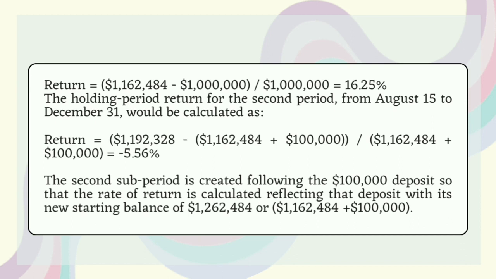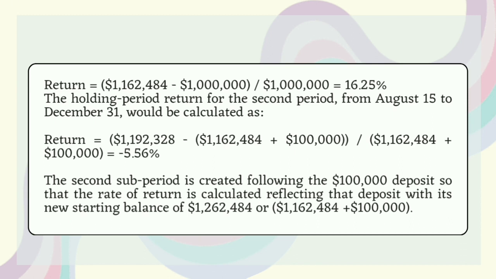So the next period is from August 15 to the end of the year, which is $1,192,328 minus ($1,162,484 plus $100,000), divided by ($1,162,484 plus $100,000). It is equal to negative 5.55%.